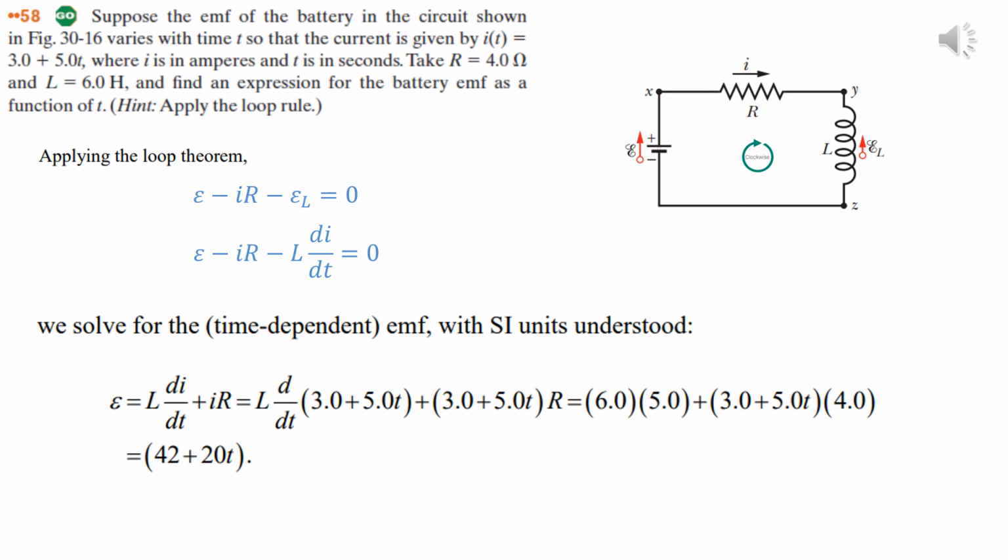Apply Kirchhoff's law for the loop and let's take it clockwise. Now the EMF is positive because it's going with the loop, minus IR minus L dI over dt. You move them to the other side and it becomes E equals IR plus L dI over dt. Since I as a function of time is very easy, to find dI over dt I just derive it. It comes out 5, because the derivative of 3 plus 5t is 5. You replace and you will get 12 plus 20t... 42 plus 20t.